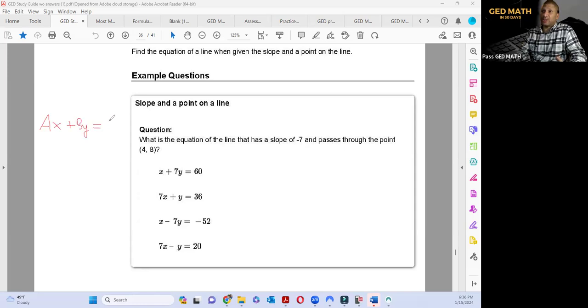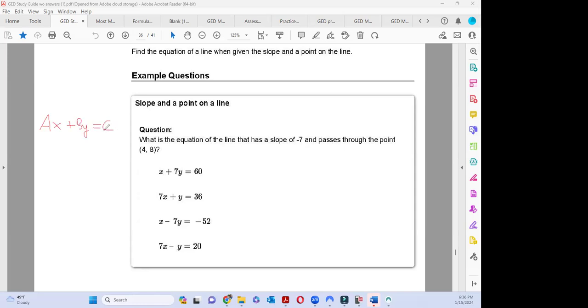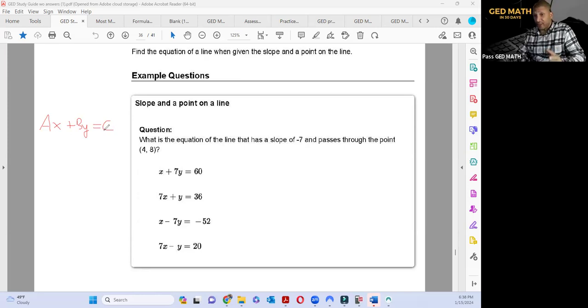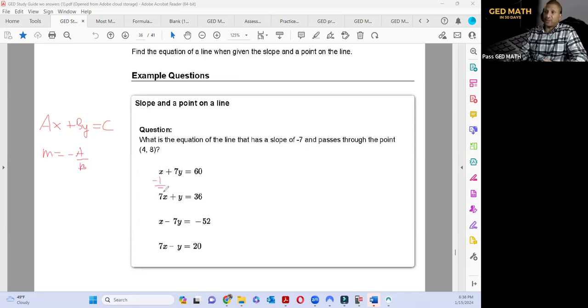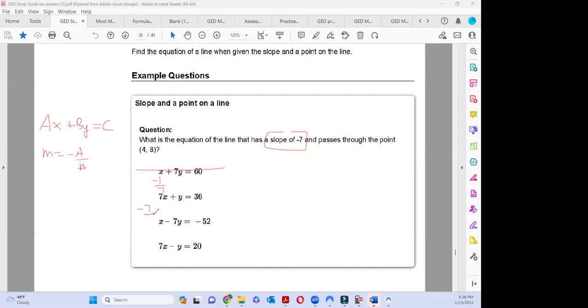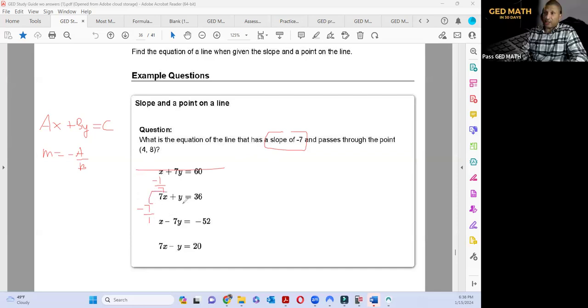an equation in standard form, I can easily find the slope by minus a over b. So minus 1 over 7. It tells me my slope is negative 7. Can't be a. Minus 7 over 1. Okay, it could be that. Minus 1 over minus 7 is positive 1/7. Can't be that.